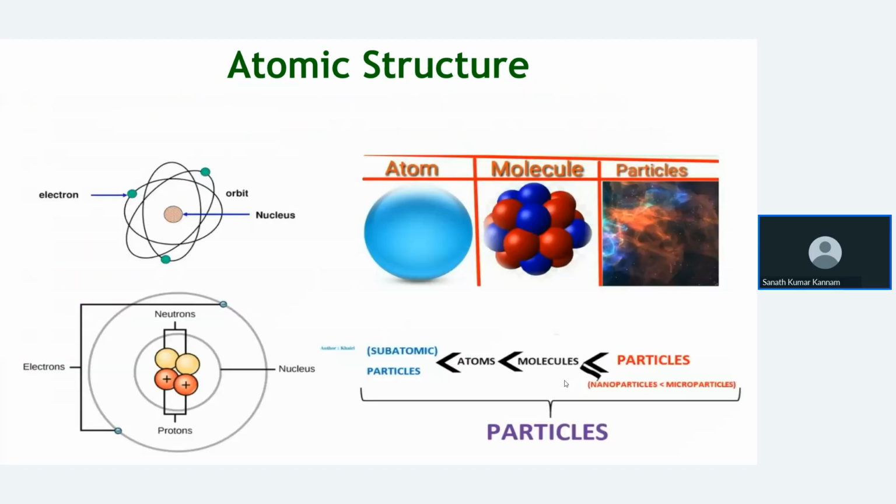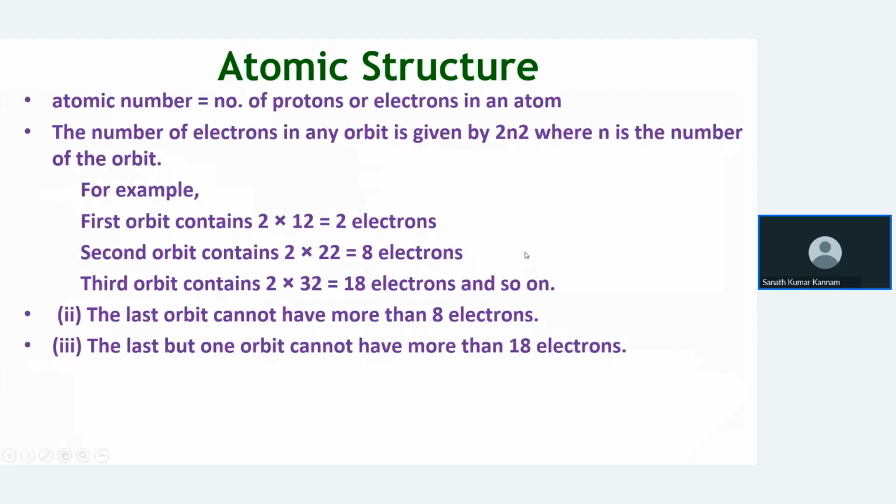If you see, this is the atomic structure. The center part is the nucleus, and around the nucleus, all the electrons will be revolving. The nucleus consists of protons and neutrons, and electrons are revolving around it. So we can say that a particle is made up of molecules, and molecules are made up of atoms. These are the different things we need to understand.